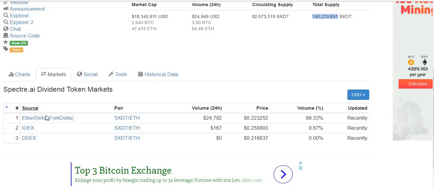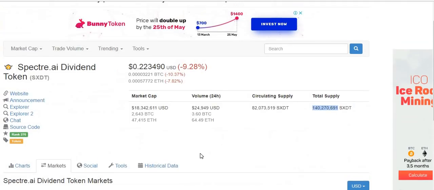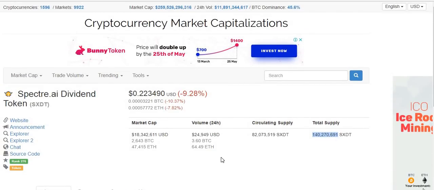So at the moment, they're trading on Ether Delta or Fork Delta, IDEX, and DDEX. You can see that Ether Delta, Fork Delta has got the lion's share of the volume and the best price where there's actually trading happening, because it doesn't look like there's anything happening on the DDEX. So again, guys, the token is the Spectre SXDT token. It is a very interesting opportunity, especially if you love your passive income, which I do.